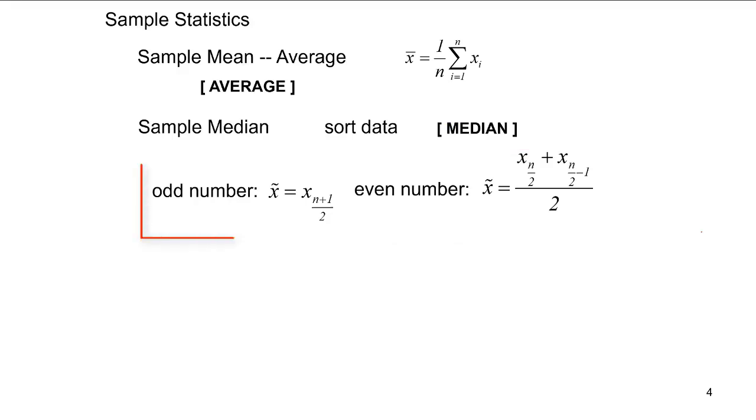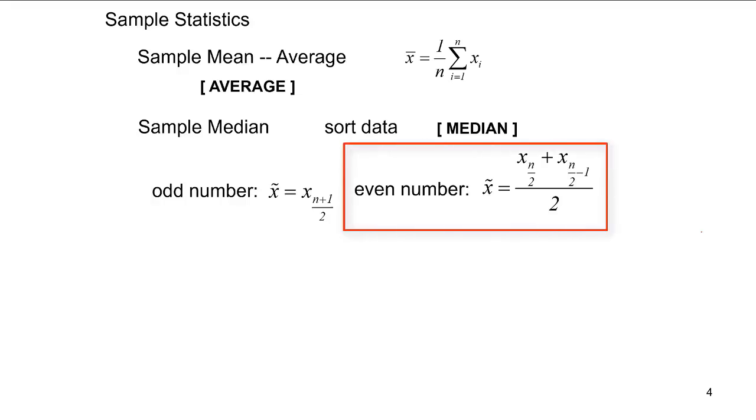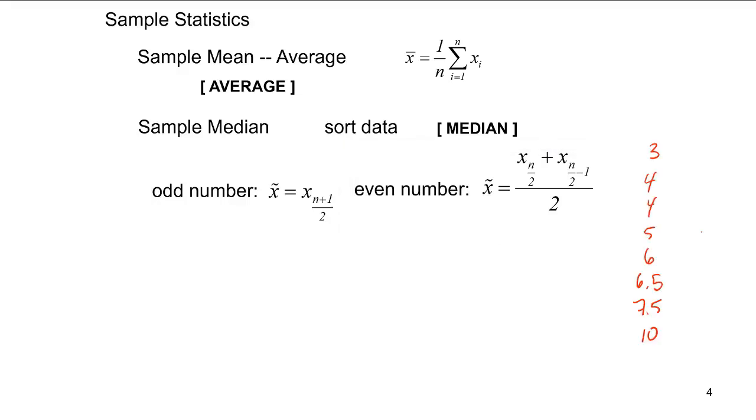If you have an odd number, then that's easy. For example, if you had 7 numbers, you just choose the fourth. If it's an even number, you just take the average of those two. For example, if we had these data and I sorted from lowest to highest, I have an even number, so I would just take the average of those two and my median would be 5.5.